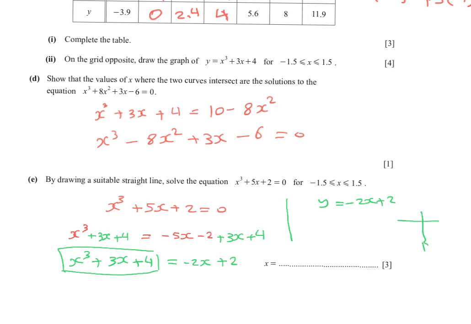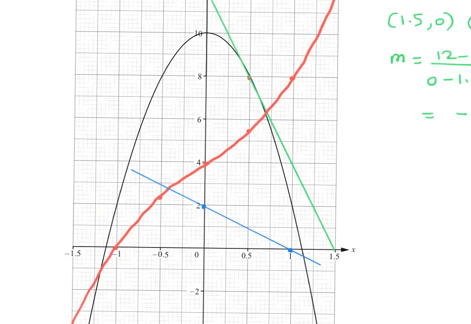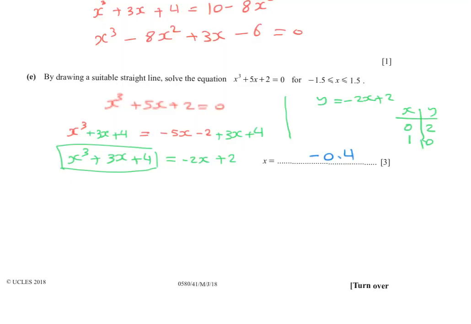We need 2 points for this line, x, y. Put x equals 0, then y equals 2. Put x equals 1, so y equals 0. So 0, 2 and 1, 0. This is our line. It intersects the curve at this point. The x coordinate for this point is approximately negative 0.4.